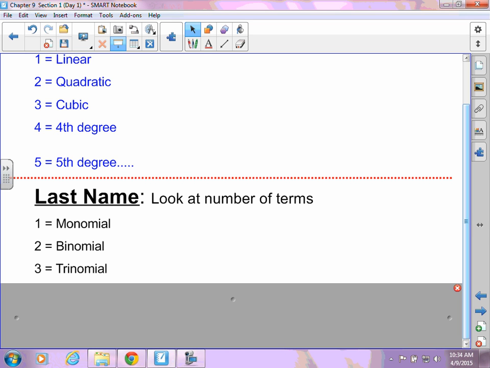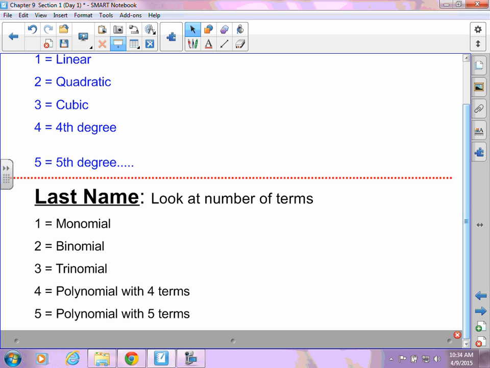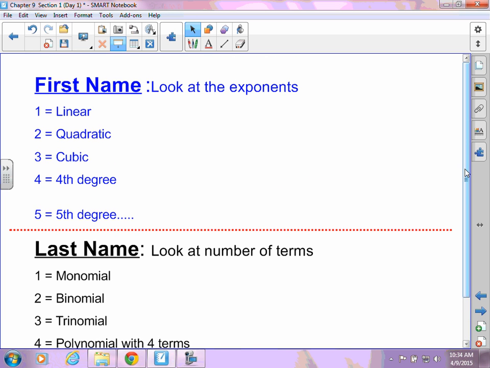And then after 4, they don't care. So it's polynomial with 4 terms. You do have to put polynomial in there, right? So don't just say 4 terms. It's a polynomial with 4 terms. And the last one is a polynomial with 5 terms, or a polynomial with 6 terms, or a polynomial with 7 terms. And you're going to see a different combination with the different terms. Okay, so I want you to keep this slide up on your iPads as I go to the next slide. Okay, and you're going to kind of see how they're related.